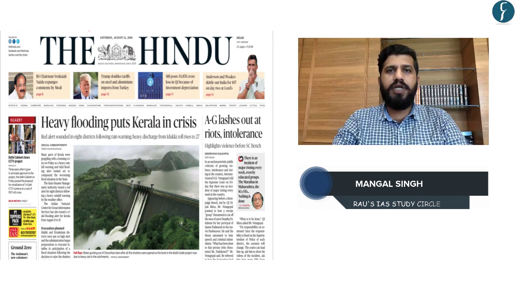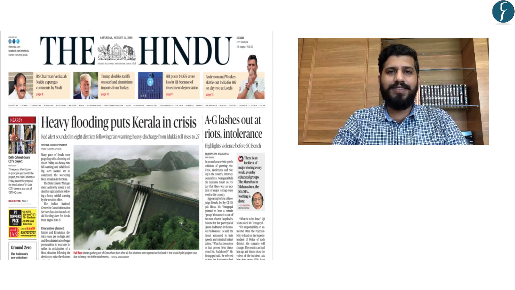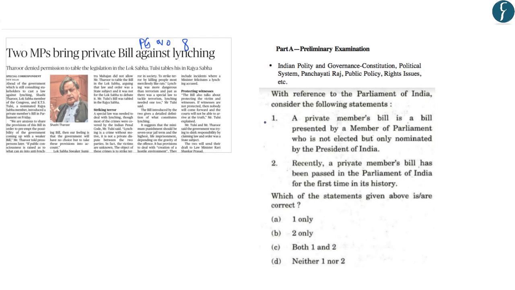Today we will discuss the Delhi edition of the Hindu newspaper dated 11th August 2018. So let's start. Now, this news article on page number 8 is related to the introduction of two private member bills in the parliament, one in Lok Sabha and the other in the Rajya Sabha. Now, this forms a part of the preliminary examination syllabus under the subpart Indian polity.